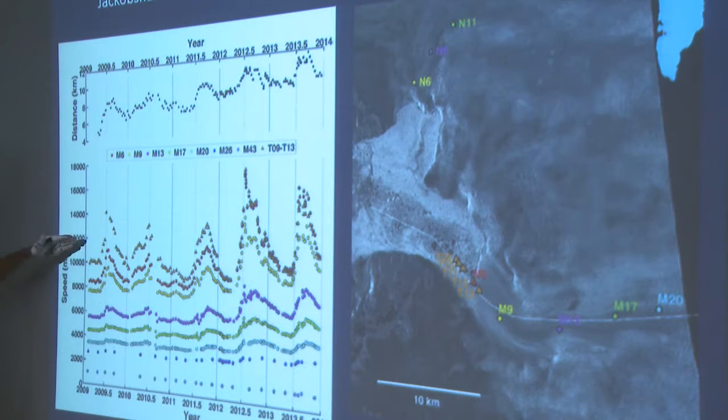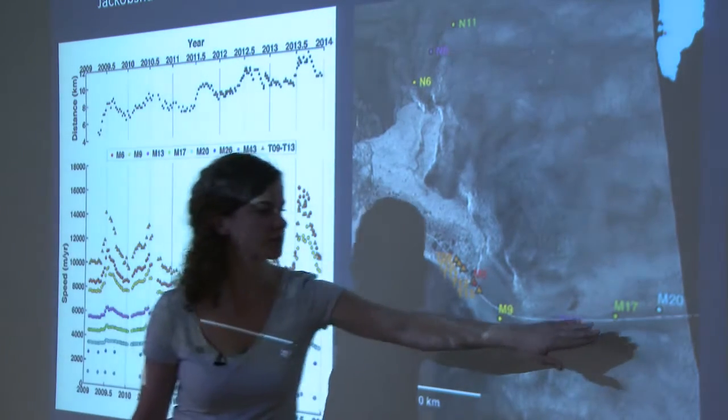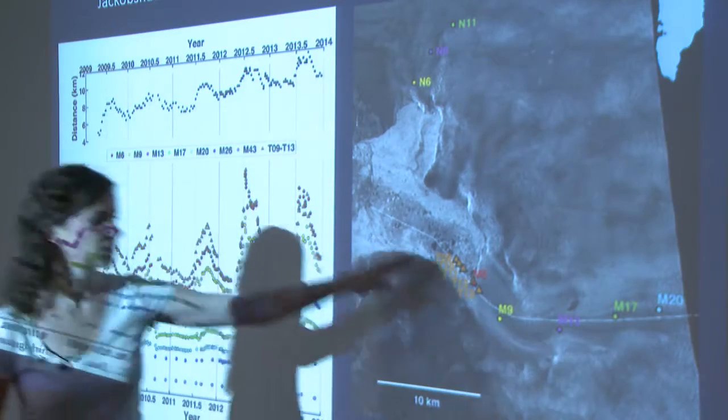Each of the different coloured lines corresponds to a different in-situ GPS point, which is shown on this map here. So this is Jakobshavn Isbrae. It's flowing from this side of the image through into the ocean here.